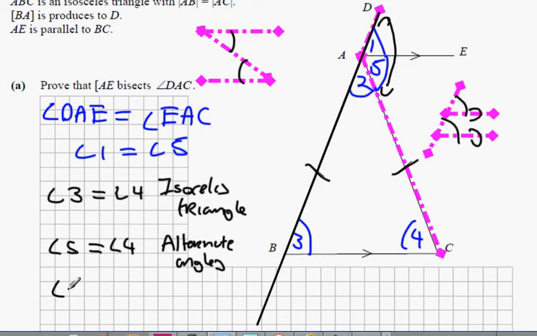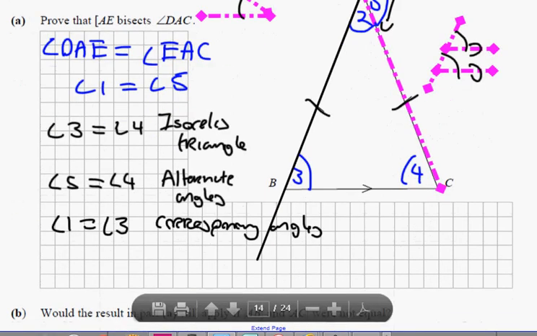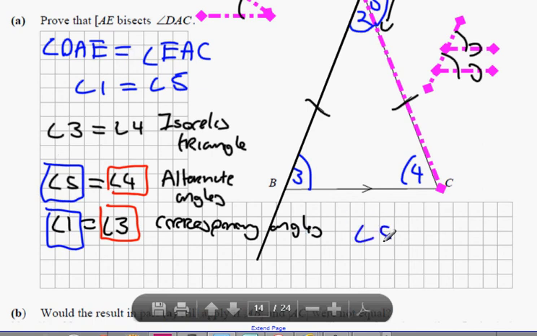So, angle 1 equals angle 3, and what's the reason? Corresponding. Okay? What does that mean? Angle 3 equals angle 4. That means that angle 5 equals angle 1. And is that what we're asked to do? Angle 5 equals angle 1.